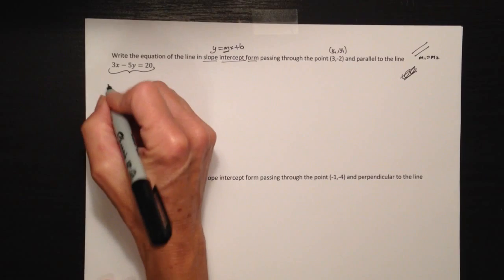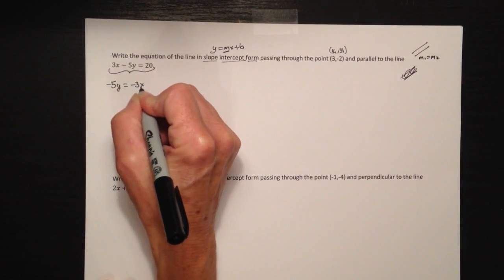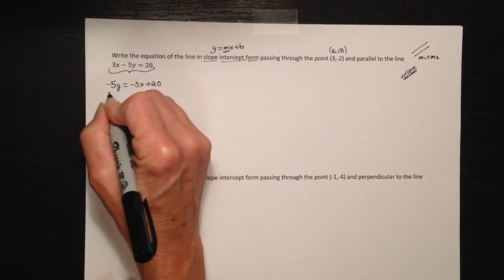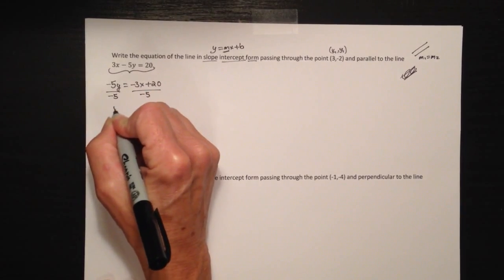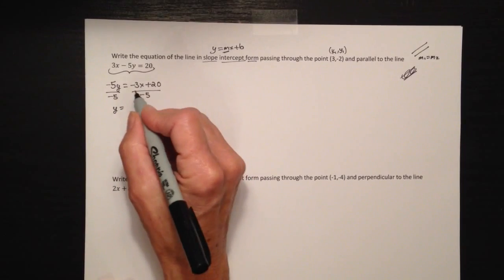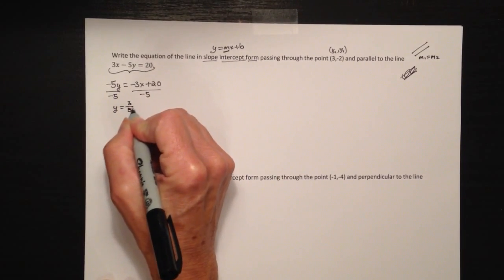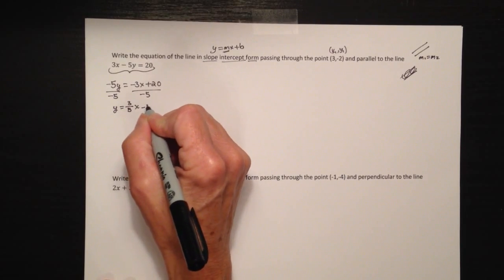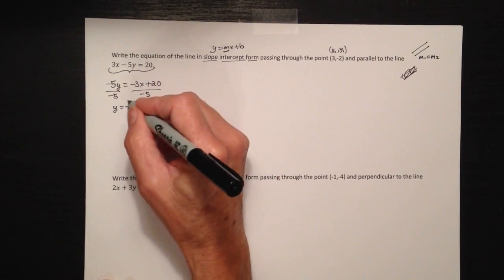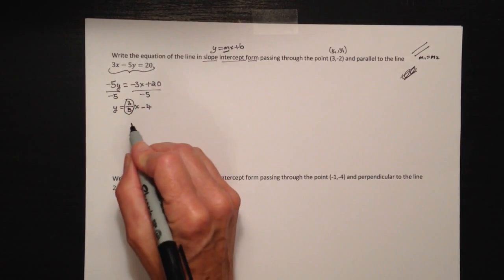So I'm going to subtract 3x from both sides. Then I'm going to divide both sides by negative 5. And that gives me y is equal to a negative 3 divided by a negative 5 gives me a positive 3/5 x, and positive 20 divided by negative 5 gives me negative 4. What I need from this is just the slope. The slope of the line parallel to my line is 3/5.